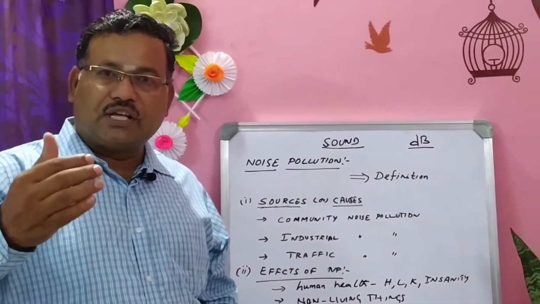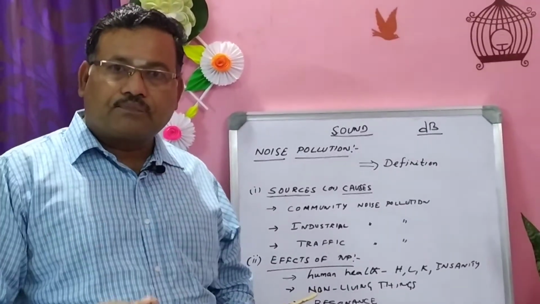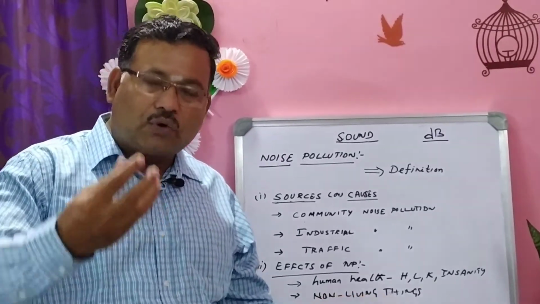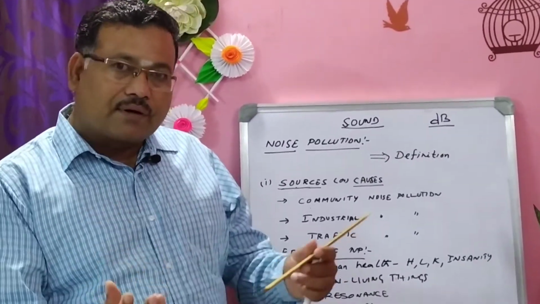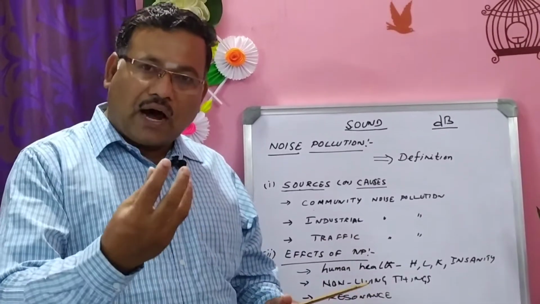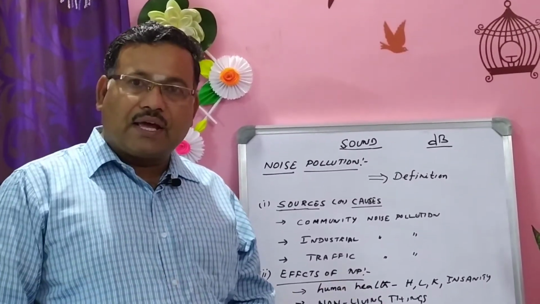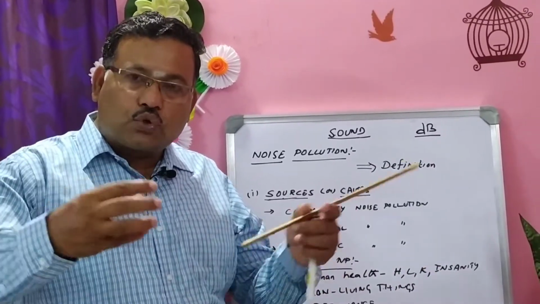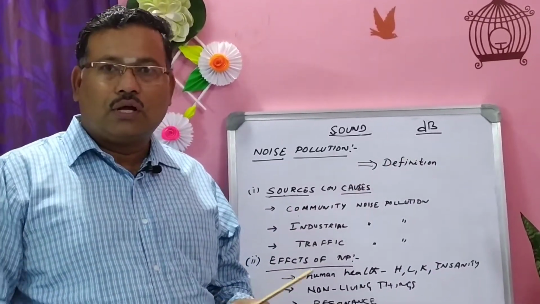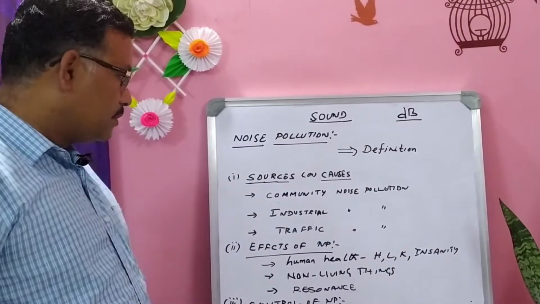Suppose, for example, if you take a two-wheeler without a silencer, how much sound comes. After fitting the silencer, how much noise is reduced. In the same way, by covering with suitable materials, we can control it. So, we can see the control of noise pollution then.